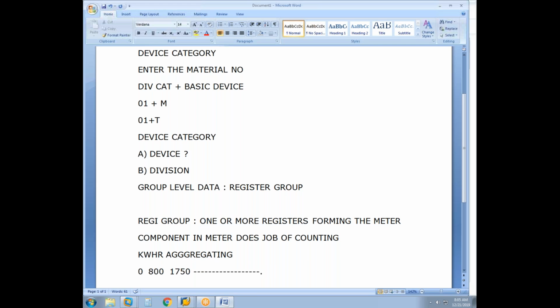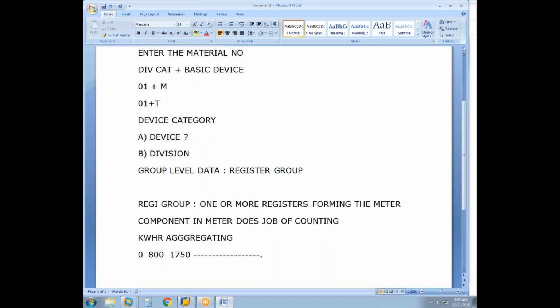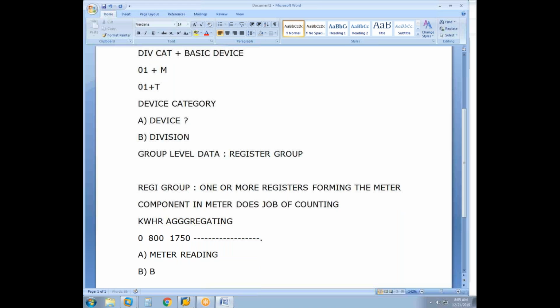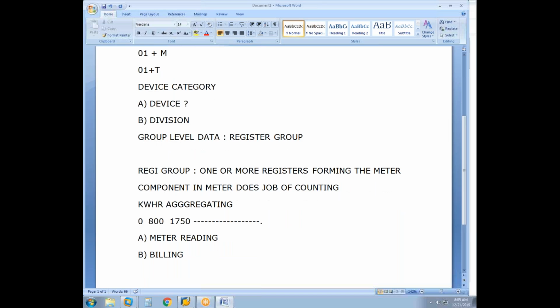Now this register is the most important component in the meter, which is required for meter reading and also billing. So when you say we are doing the meter reading every month, we are actually reading the data provided by the register. We are not reading the meter as a whole. There is a component within the meter, the register, which is giving us the actual consumption data. The structure of the register can vary depending on the technology of the meter.